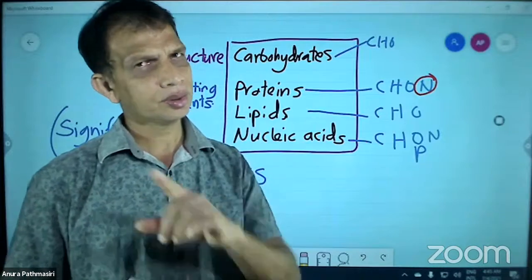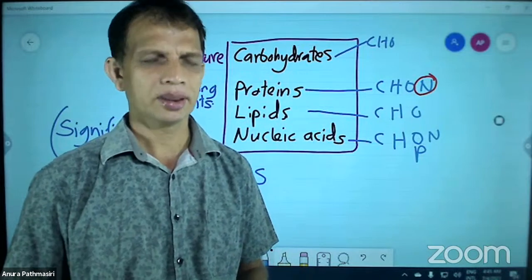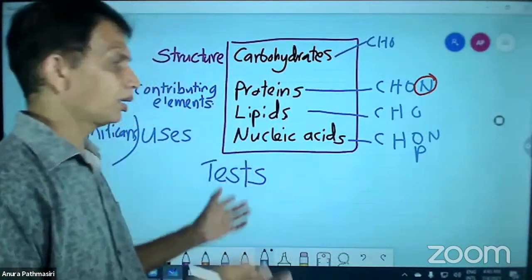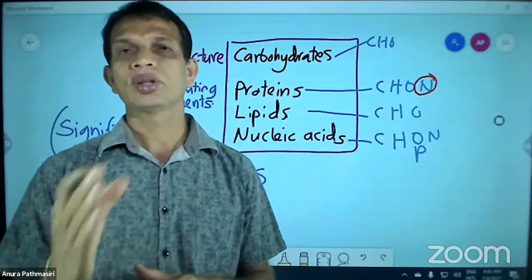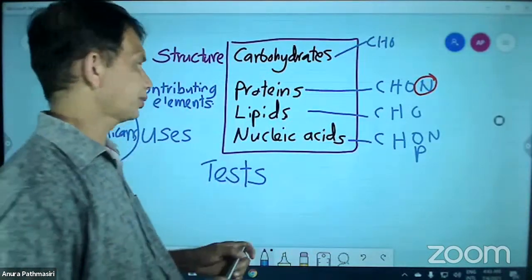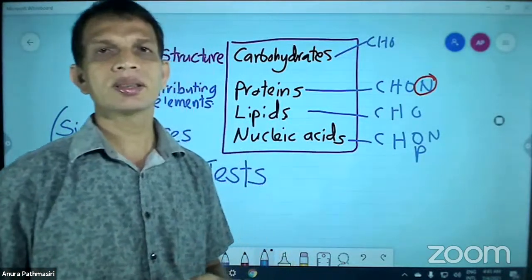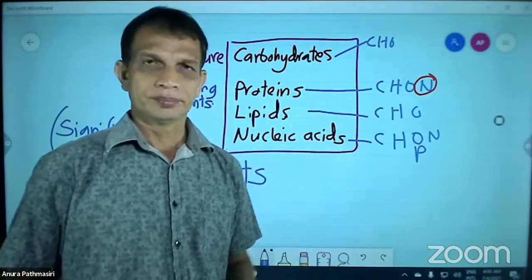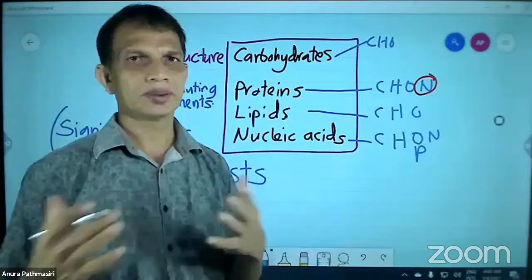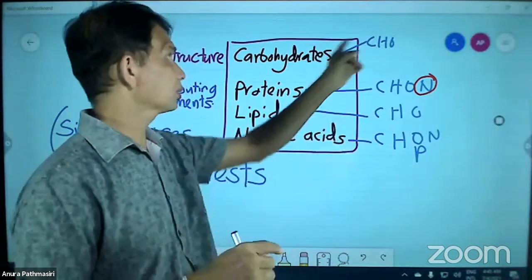Before adding Benedict solution, you need to add something else. What is it? A few drops of sulfuric acid. Excellent. A few drops of dilute sulfuric acid first added to the sucrose, and then go with the Benedict solution to get the brick red precipitate, right? And for the monosaccharide, glucose, the test is the Benedict solution.